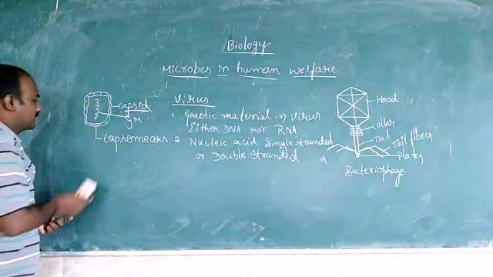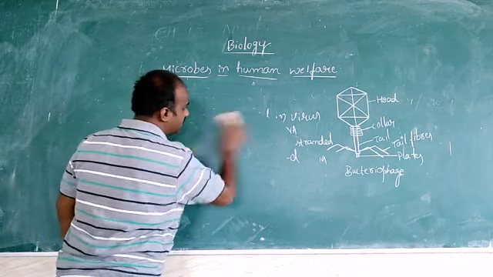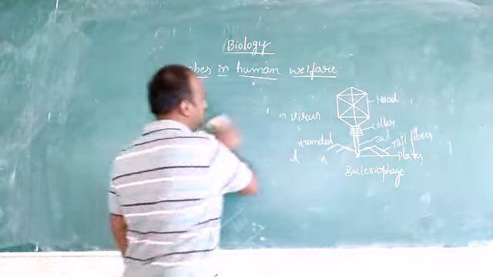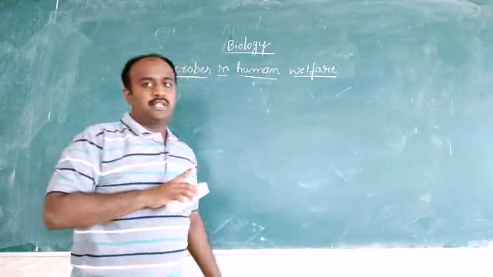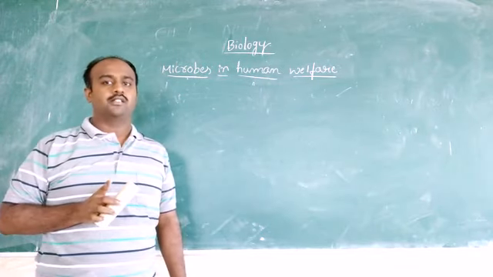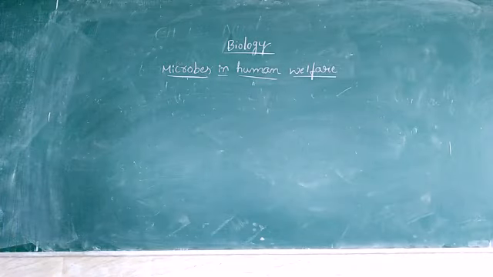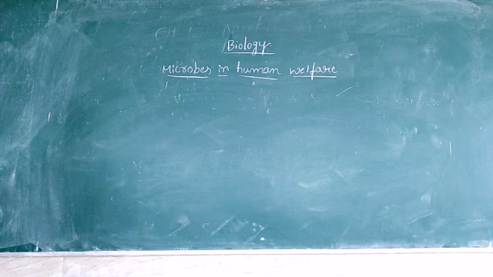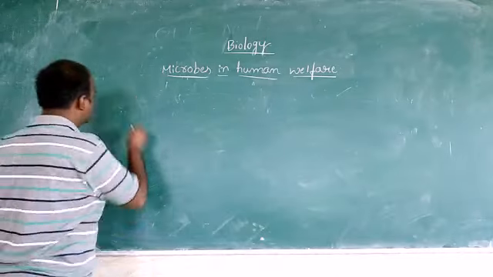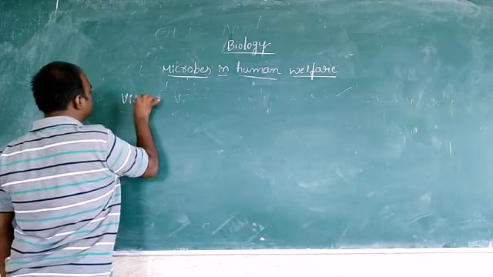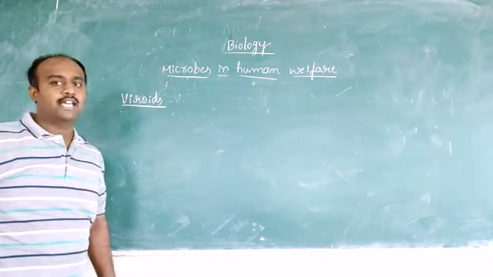Okay. Next, after viruses, we move on with viroids. Remember, we completed bacteria and moved on with viruses. Bacteria are bigger and viruses are smaller. Next, we will discuss viroids. Viroids are smaller than viruses.